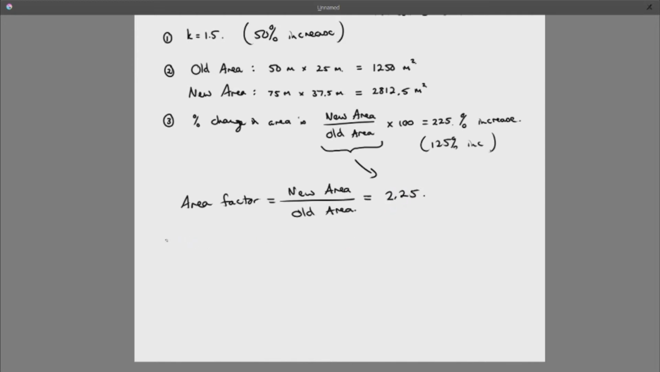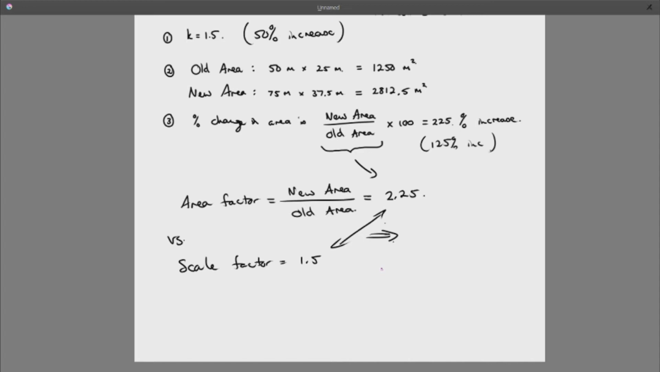2.25. Now, what is the link between this and the scale factor, which remember was 1.5? What is the link between these two? It's not random. There's a very specific connection between these two. Forget percentages. Percentages are only for a presentation at the very end, if a question wants to. What is a calculation link between 1.5 and 2.25?